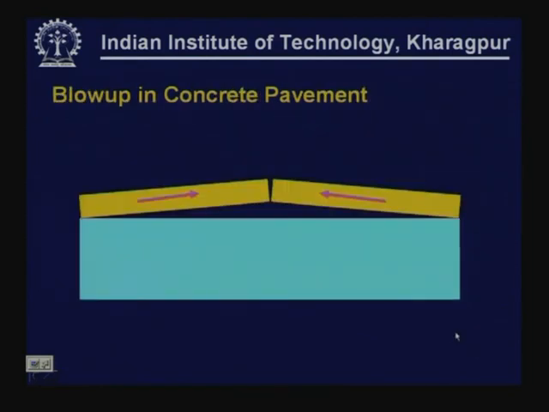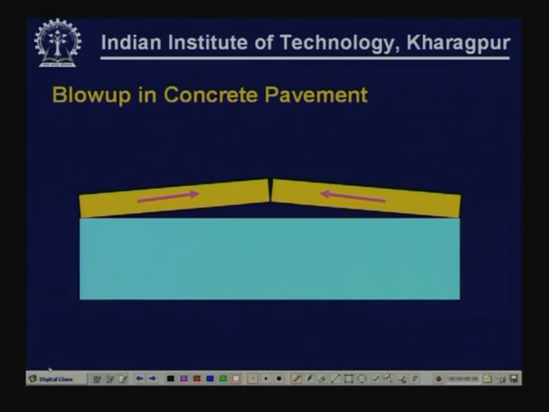There can also be blow ups occurring in concrete pavement, especially when, because of increase in temperature, the slabs try to expand, and if there is no provision for the expansion of the slab, it may buckle up and lead to crushing at this joint. As we discussed in the previous lessons, there has to be sufficient provision made along the length of the slab to accommodate this increase in length because of increase in temperature.